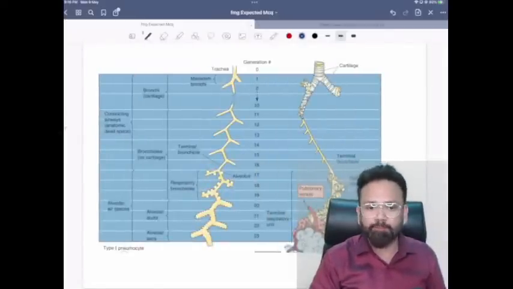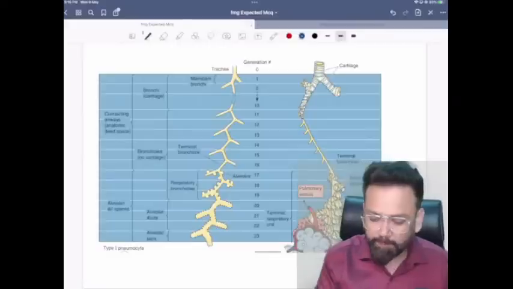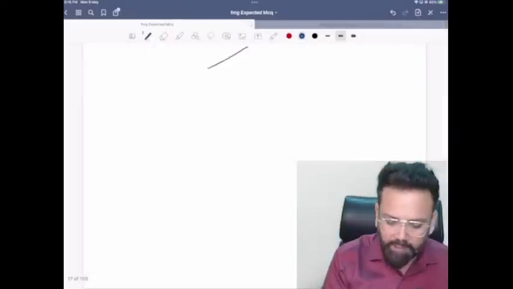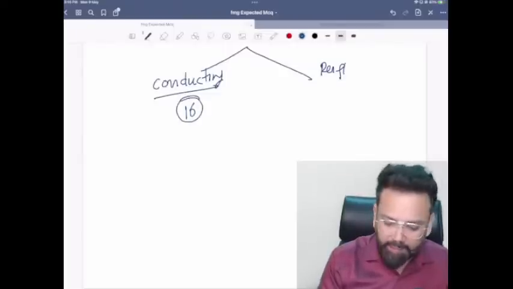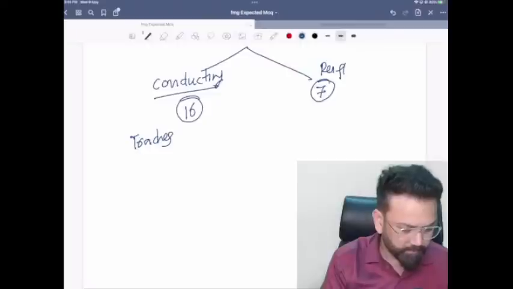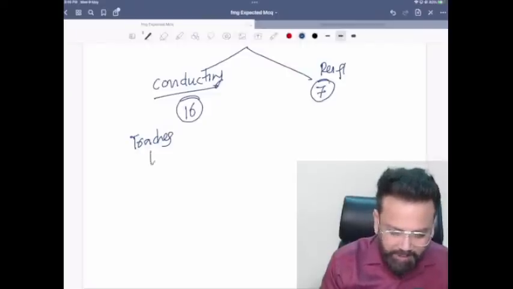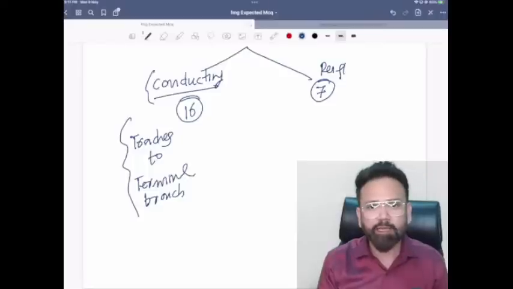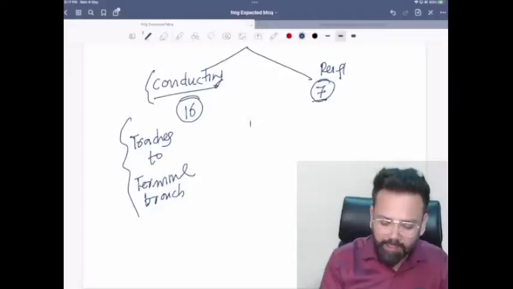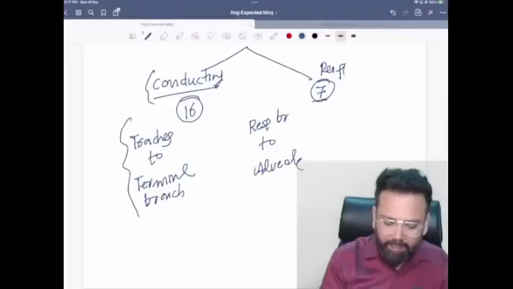So there are two types of airway. One is conducting airway and the other is respiratory airway. 16 are conducting airway and 7 are respiratory airway. Conducting airway start from trachea to the terminal bronchiole, T to T. T means trachea to terminal bronchiole, and 7 are respiratory. They start from respiratory bronchiole up to the alveoli.